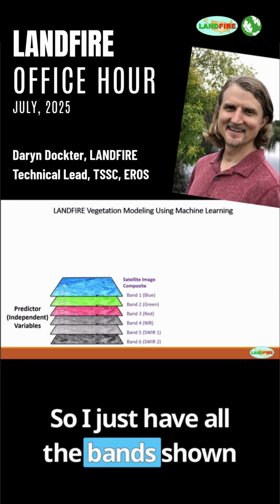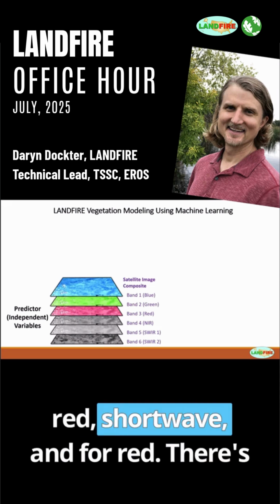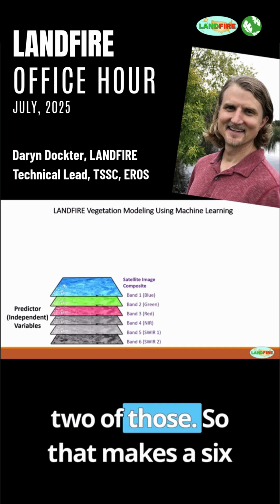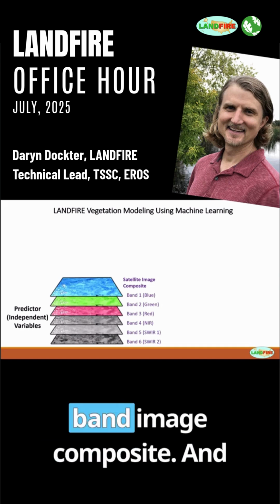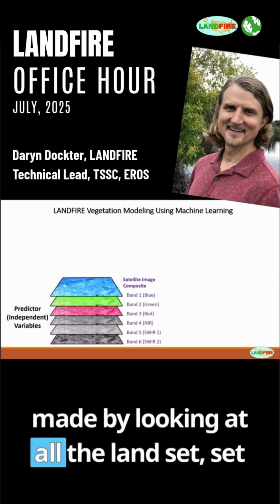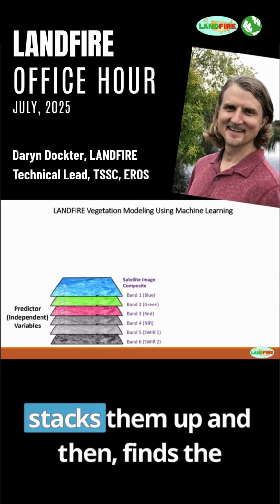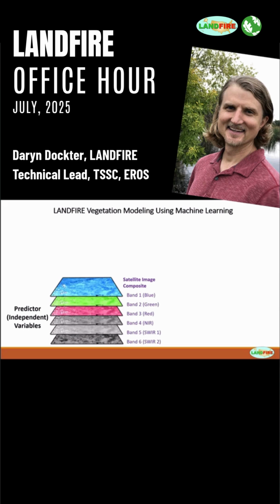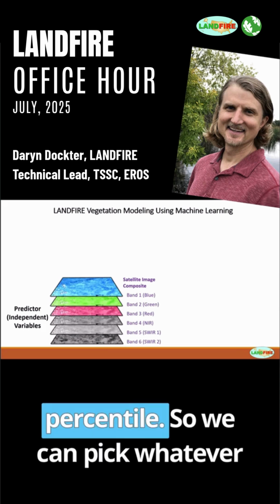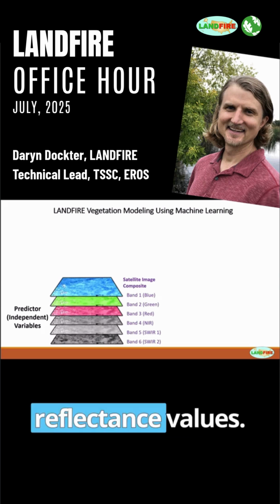So I just have all the bands shown here. Blue, green, red, near infrared, shortwave infrared. There's 2 of those, so that makes a 6-band image composite. And then the values for those pixels are made by looking at all the Landsat Sentinel scenes in a given date range. It stacks them up and then finds a percentile. So we can pick whatever percentile we want of that stack of reflectance values.